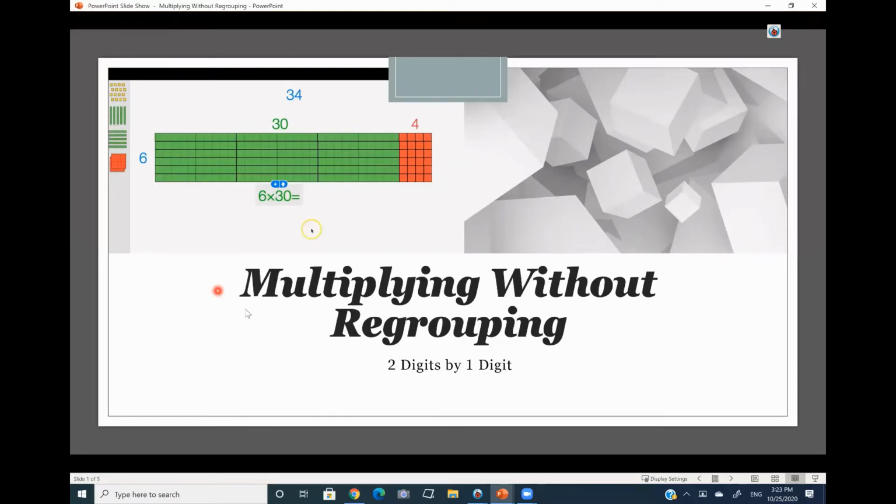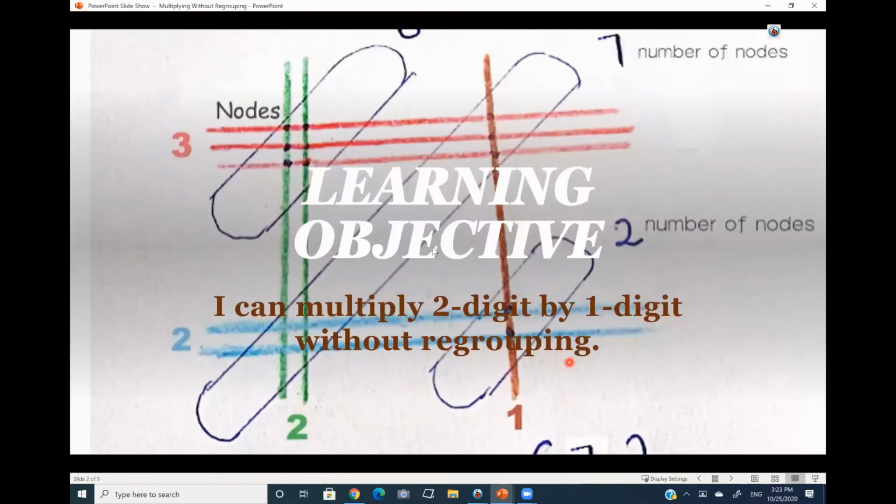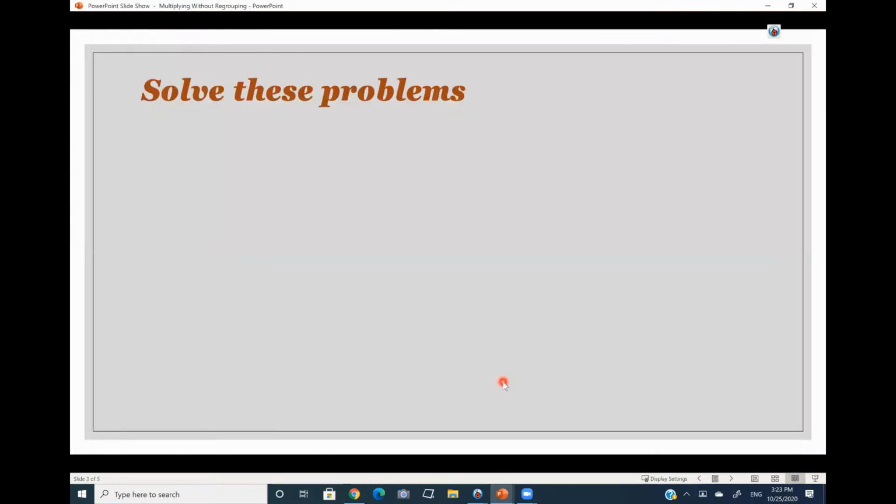Today we're going to be multiplying without regrouping 2 digits by 1 digit. Our learning objective for the lesson is I can multiply 2 digits by 1 digit without regrouping. So let's look at these problems.